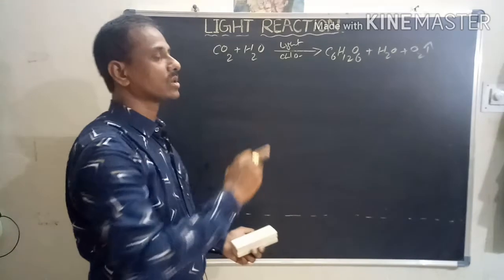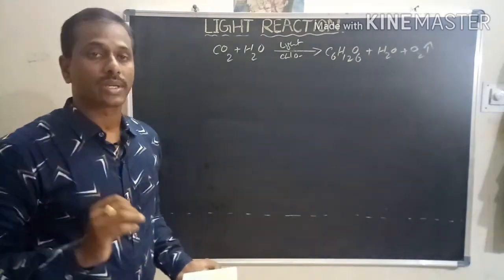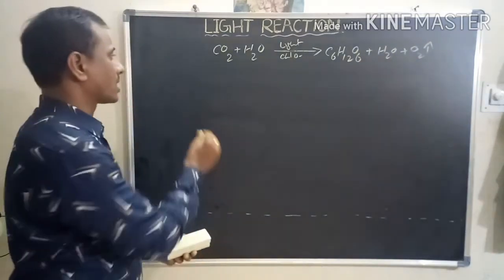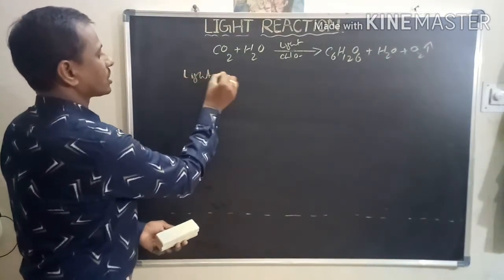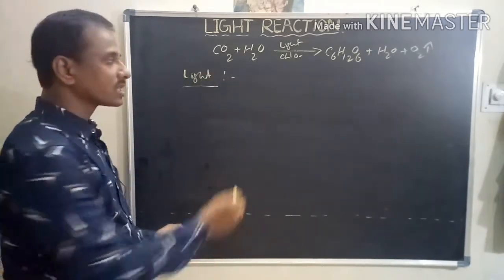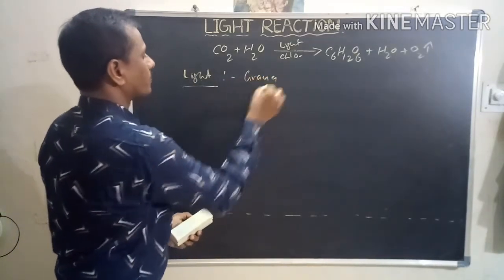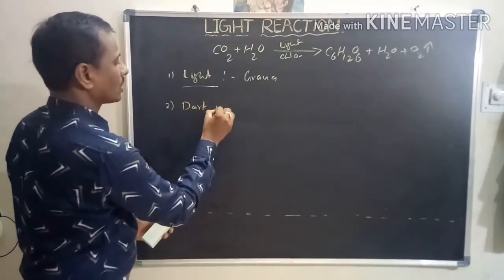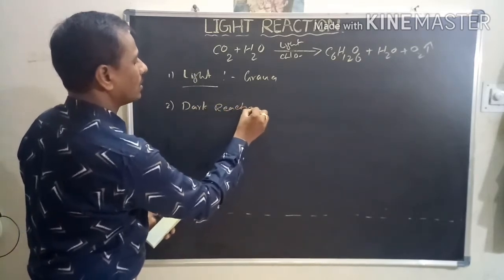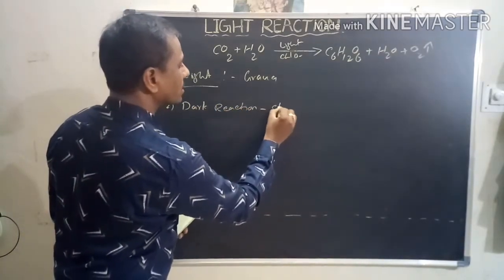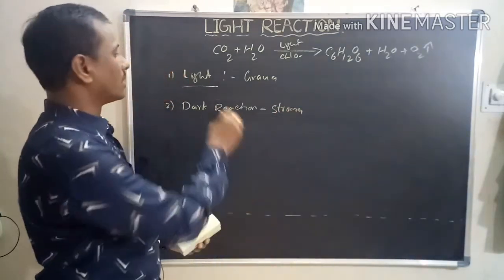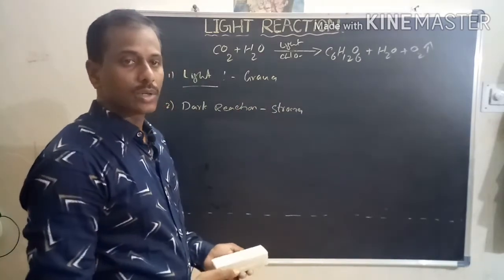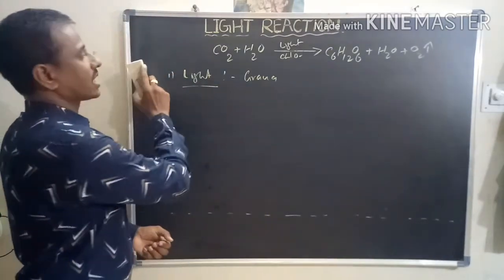It is not a single action; it is completed in two stages. One is the light reaction, the second one is the dark reaction. The light reaction takes place in grana. The dark reaction takes place in stroma. Light reaction takes place in grana, dark reaction takes place in stroma. So first we discuss the light reaction.